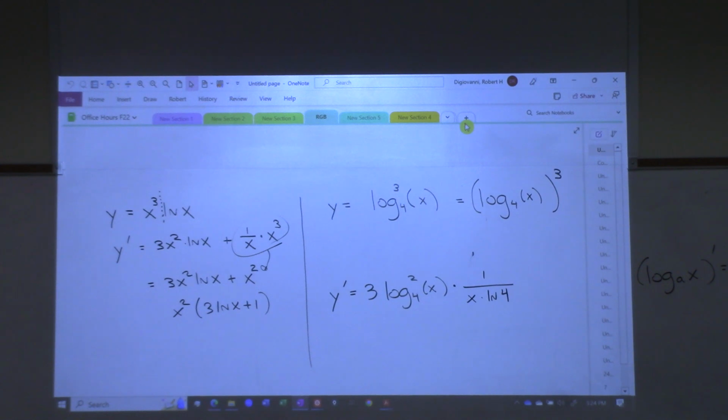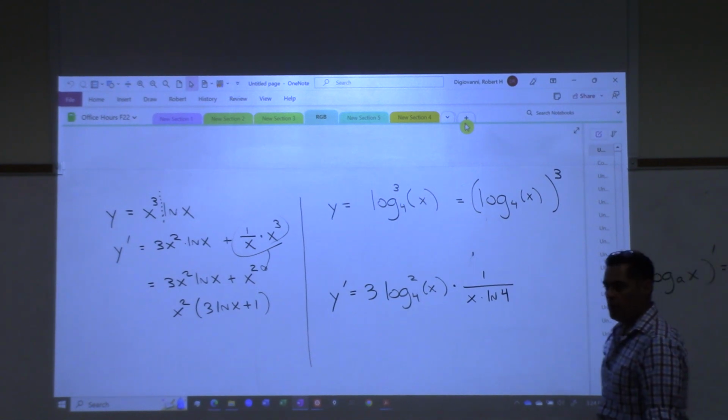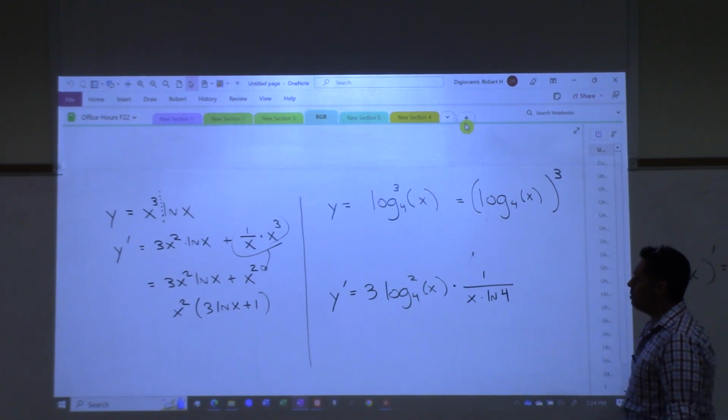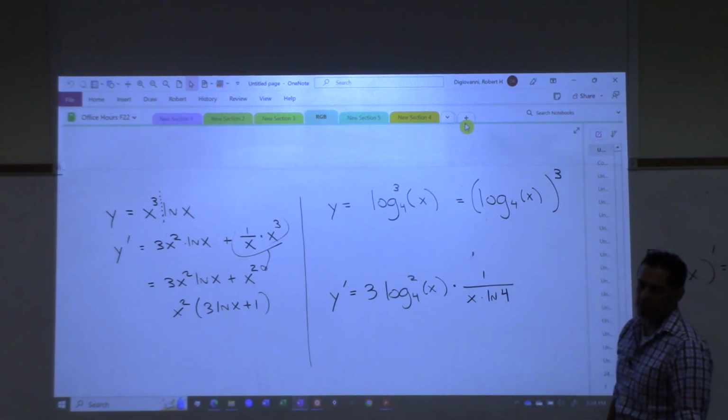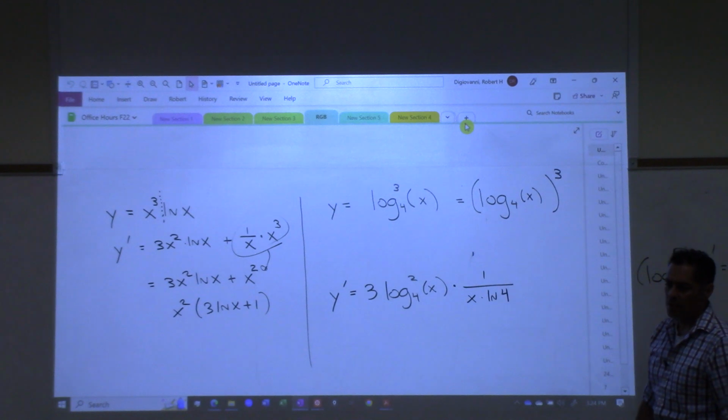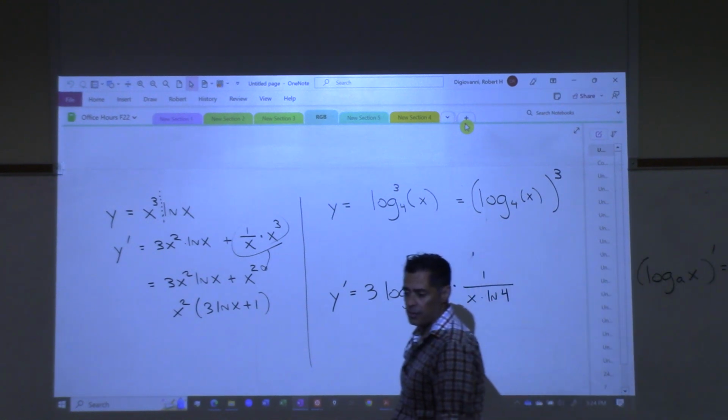Do we have to memorize the 1 over x ln a formula? Well, do you have to? I mean, it's on your formula sheet. Yeah, it is there. It's on the derivatives formulas.